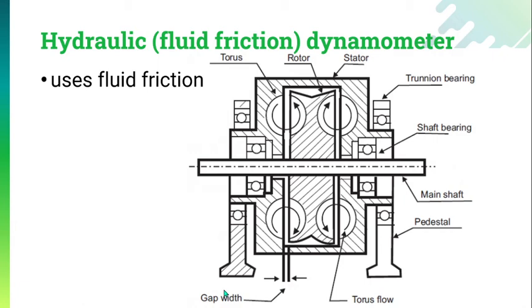So basically the major difference over here is that the hydraulic dynamometer uses fluid friction, as the fluid is used as a braking fluid in this particular case. The hydraulic dynamometer basically works on the water brake principle. So this particular dynamometer creates a braking torque using fluid friction. Let us check out the construction of this particular dynamometer.